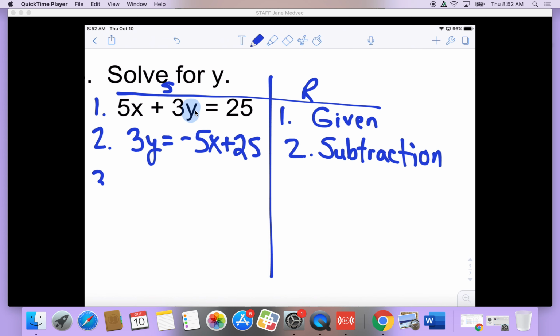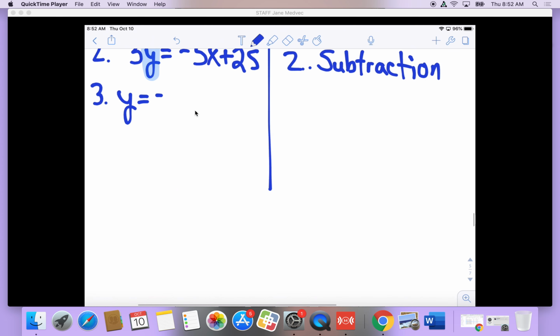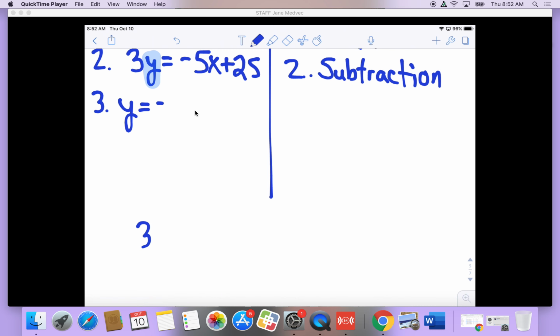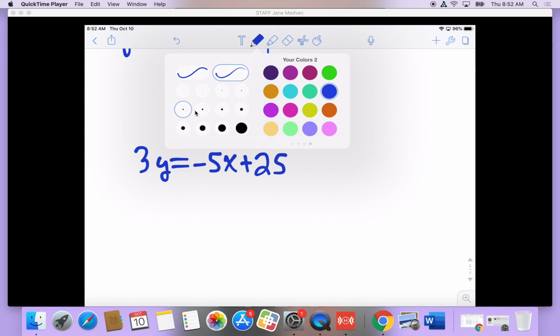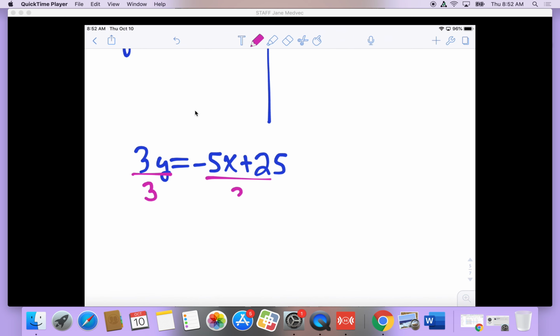All right, number 3, now what do I do? Again, I'm going to get that y by itself. I'm not going to touch y. What am I going to do? Divide by 3. So y equals, what do I get? Okay, if you need to, you can come down here and do some chicken scratch because you can't do it in the problem. 3y equals negative 5x plus 25. If you remember from last year, divide by 3, divide by 3. Y equals what?